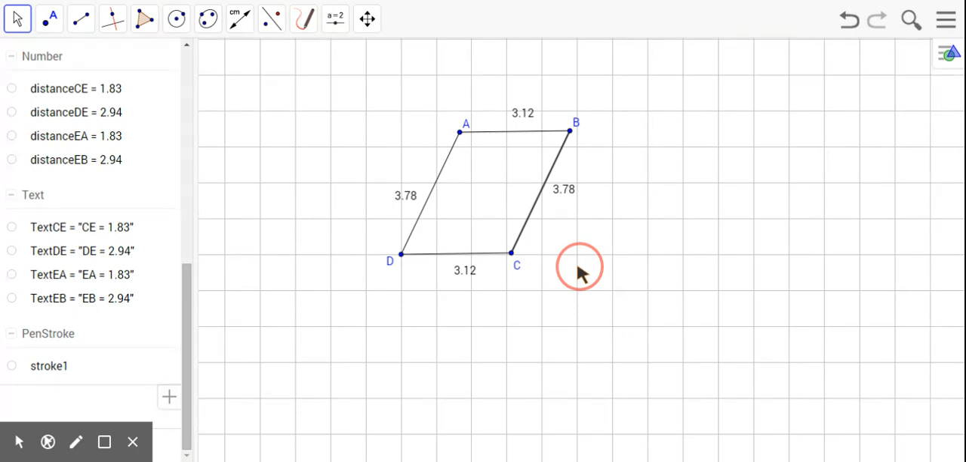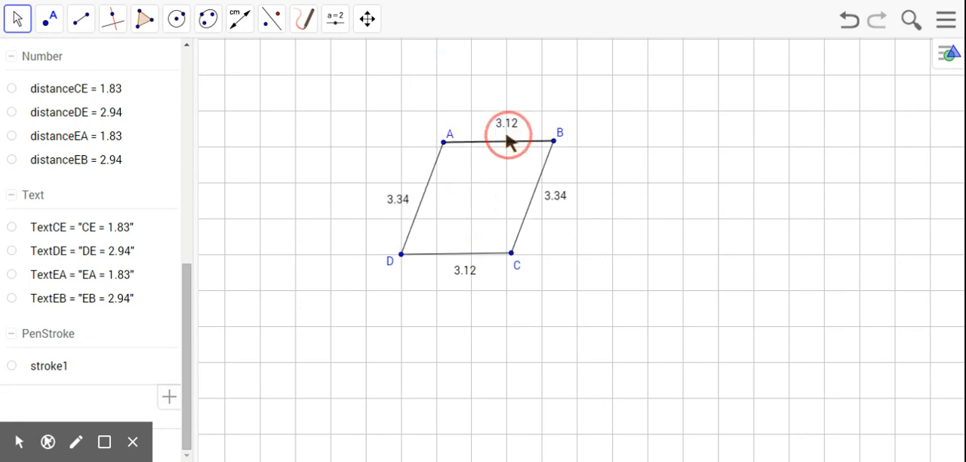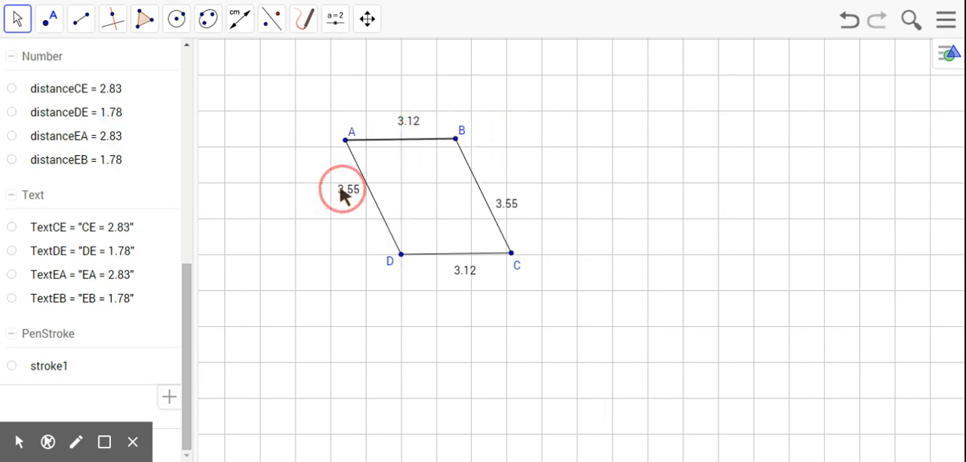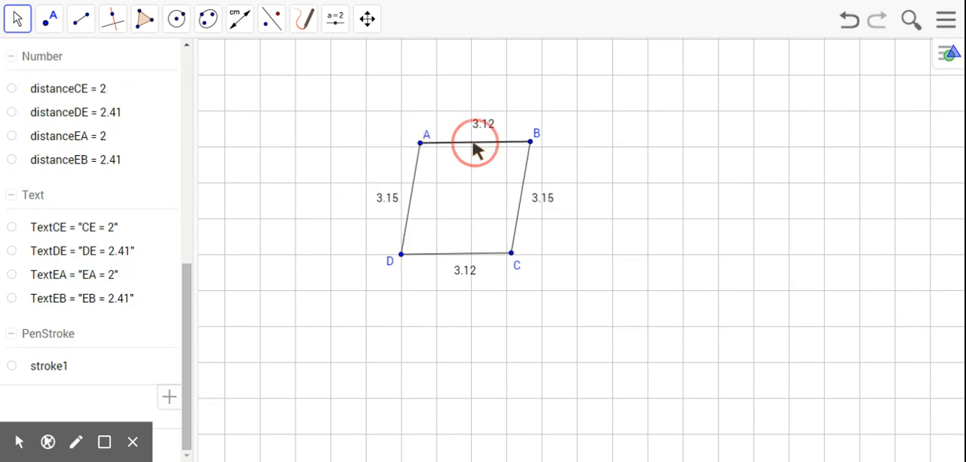Okay. If you notice that no matter how much I move this around, what do you notice about the opposite sides? Right now, this is 3.55, and this is 3.55. This is 3.12, and this is 3.12. Let's move it back over here. Well, now this is 3.15, and that's 3.15, and these are also the same. And even if I move these sides around, still, they're the same. So what we can say is that opposite sides in a parallelogram are congruent. We know that their measures are equal. We can see that. So by seeing that their measures are equal, we know that they are congruent.